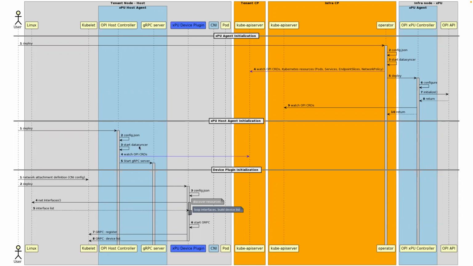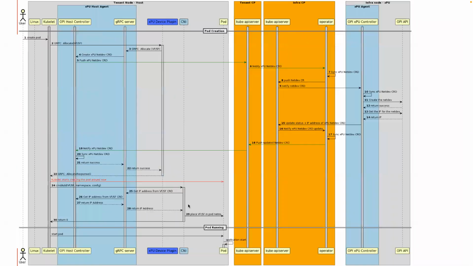And then on the tenant side, you need an agent running on each node. The role of this agent is similarly to watch OPI CRDs. It's creating this gRPC server, which comes into play in the next steps when we look at pod creation and pod deletion. Essentially, they're the main parts of the host agent, syncing requests and monitoring requests and resources. On the tenant node as well, we have this device plugin, and as I mentioned, his role is to discover all of these VFs or subfunctions and register with the kubelet, so that he gets invoked every time a pod gets created. He also sends the kubelet the device list of the VFs or DSFs.